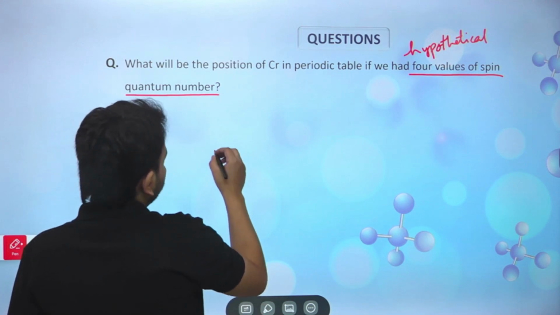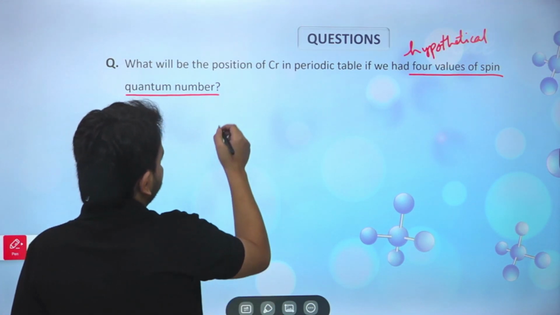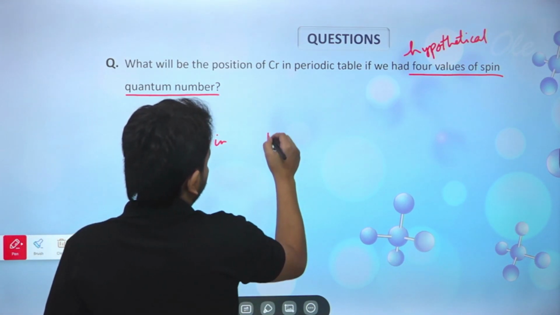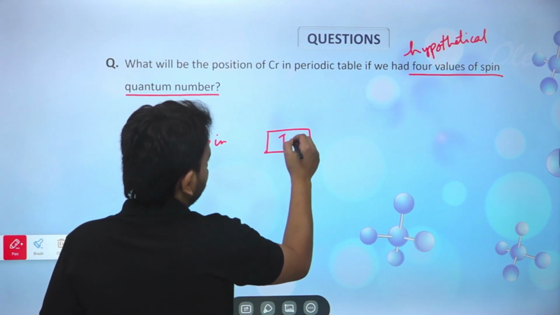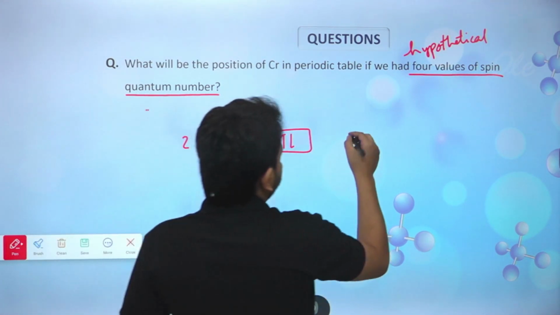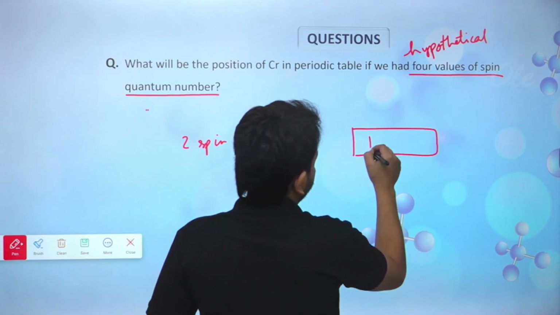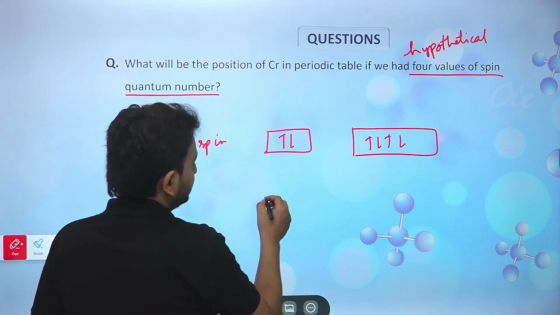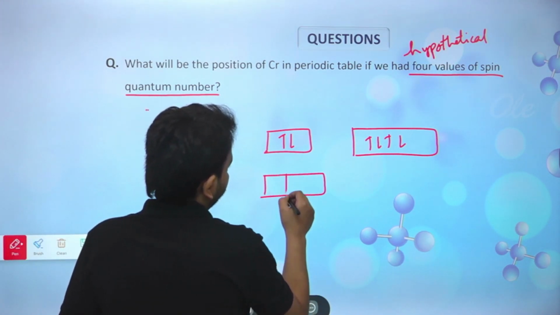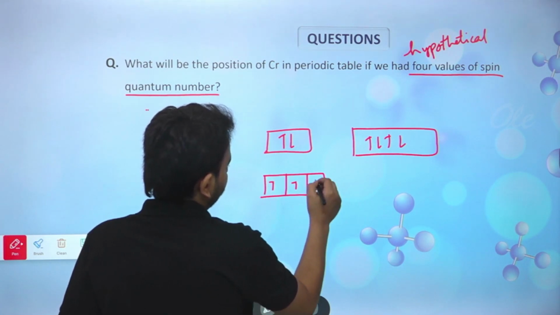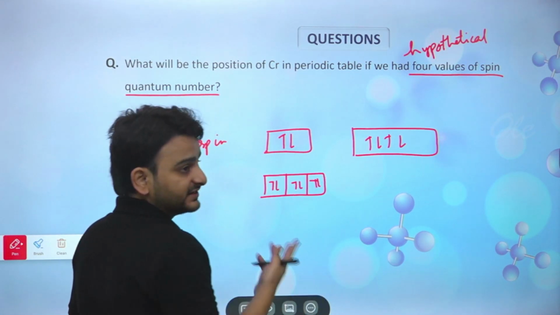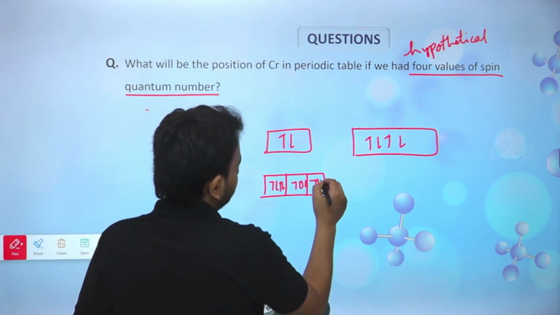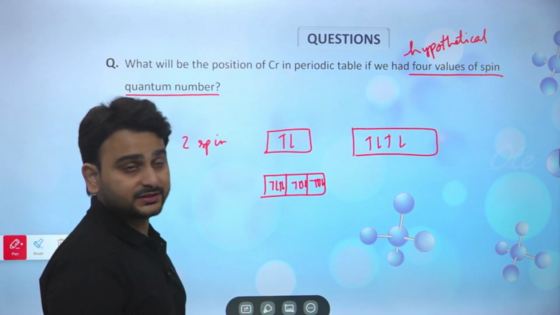Now we knew that in the s orbital, earlier, when there were only 2 spins, 2 electrons could go max. Now that it has 4 spins, 4 electrons can go: 1, 2, 3, 4. Similarly, in the p subshell, earlier a maximum of 6 electrons could go. Now there could be 6 more electrons that could go in it.